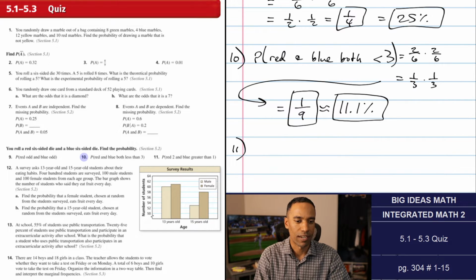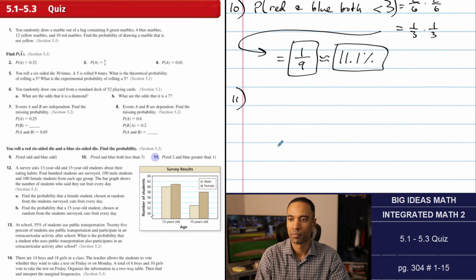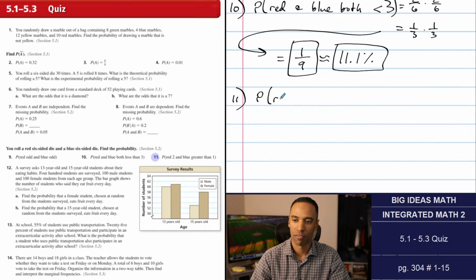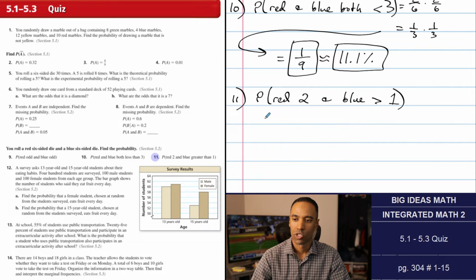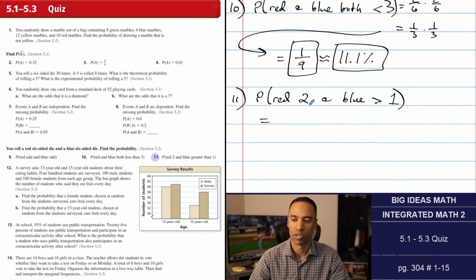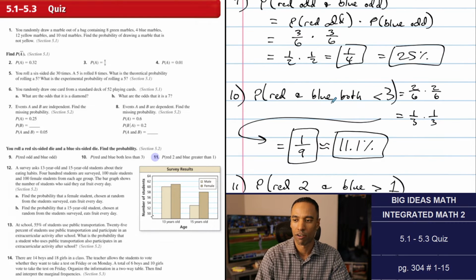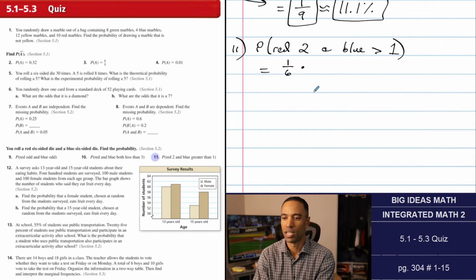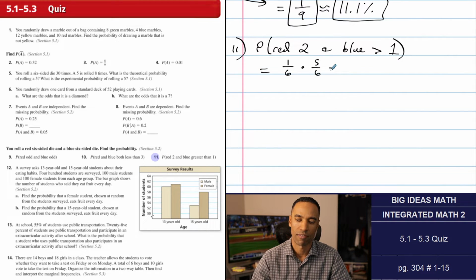Excuse me. Number 11, probability of a red 2 and blue being greater than 1. So probability of red 2 and then blue greater than 1. So probability of a red 2, how many, 2 out of, well, it's not 2 out of, but this 2 is a single number out of 6 numbers. So that's a 1/6 chance of landing on 2, just like any other one. Blue greater than 1, there are 5 numbers greater than 1. 2, 3, 4, 5, 6. That's 5/6. 1/6 times 5/6 is 5/36, and I do not know what that decimal is.